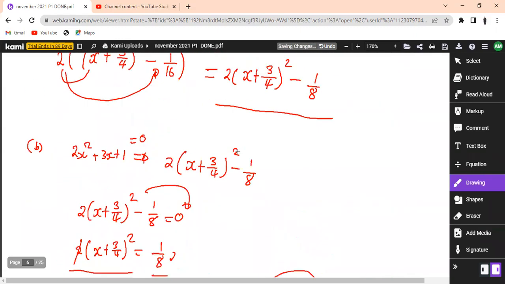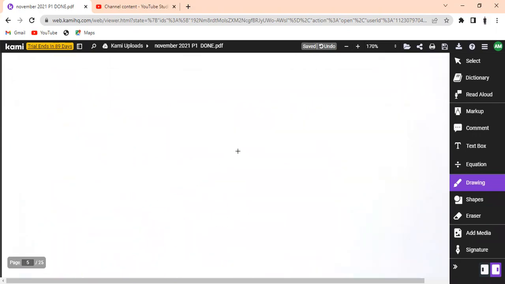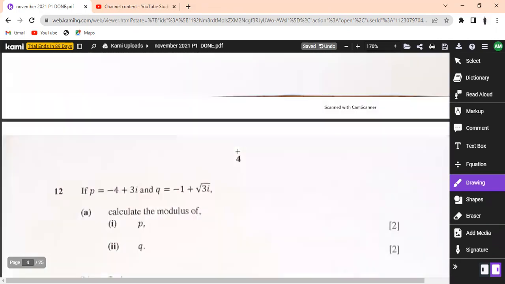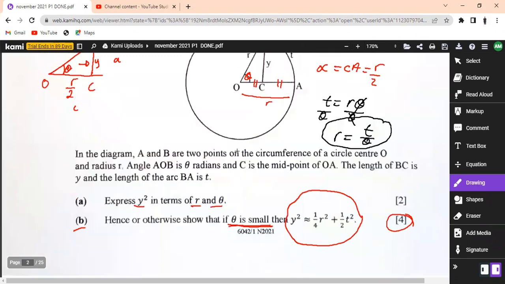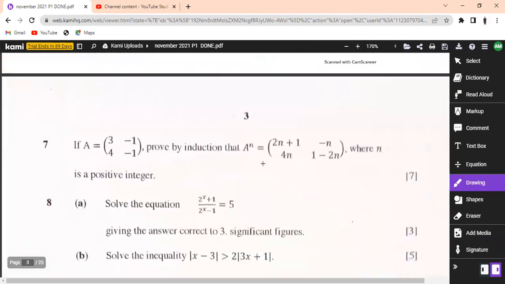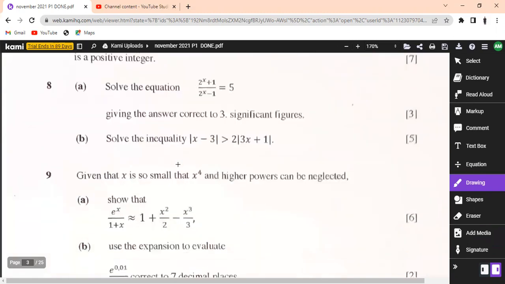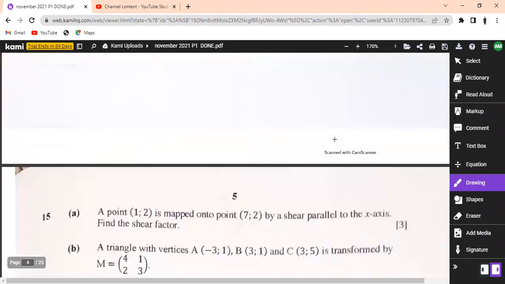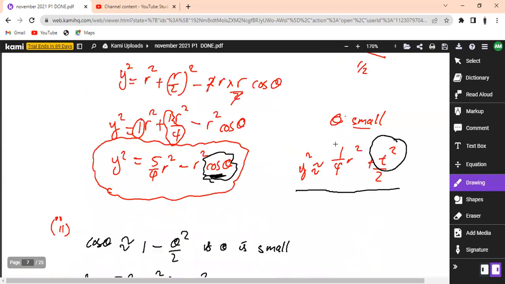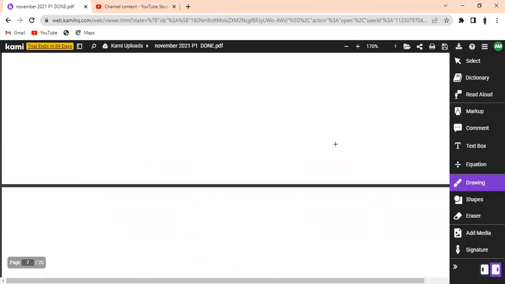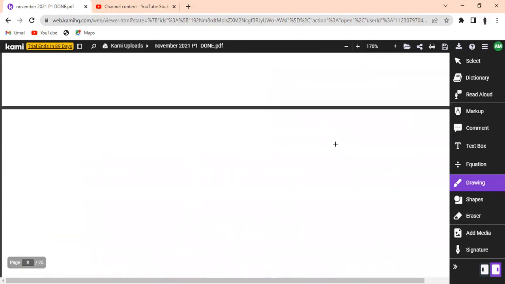Okay, let's see the other question that we are given, which is question 7. Question 7 is actually prove by induction. This is mathematical induction, guys. Take note of your induction. Let me just write the question down here. This is number 7. Let's just put it on this page.